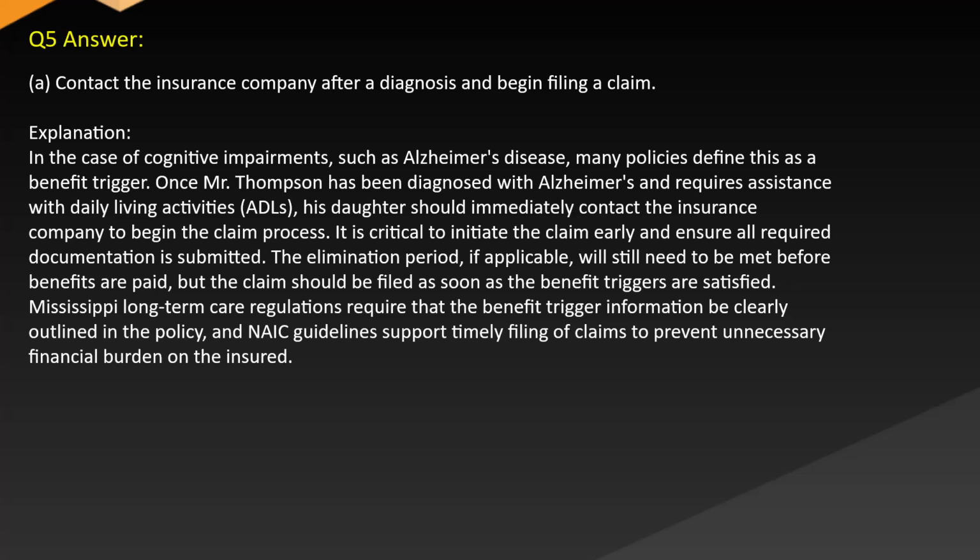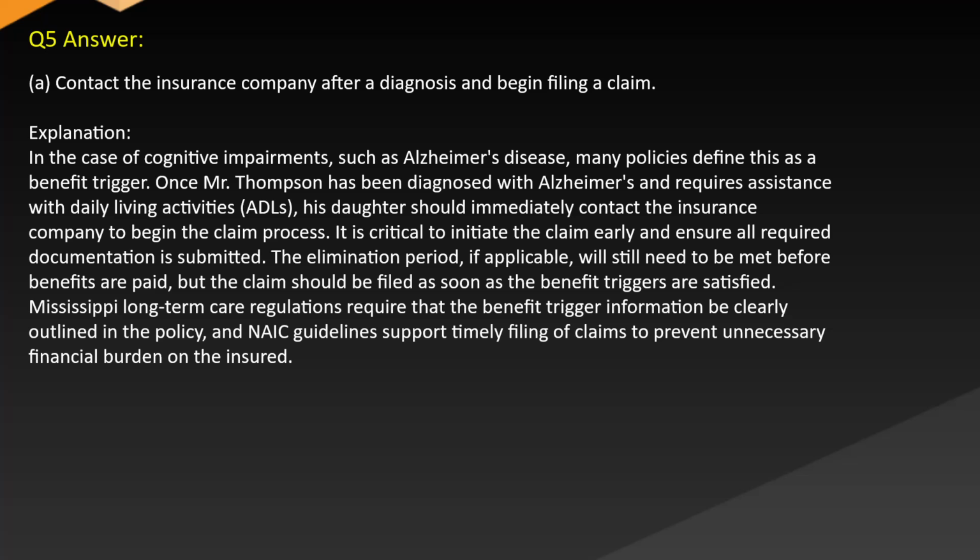Answer: A. Contact the insurance company after diagnosis and begin filing a claim. Explanation: in the case of cognitive impairments such as Alzheimer's disease, many policies define this as a benefit trigger. Once Mr. Thompson has been diagnosed with Alzheimer's and requires assistance with daily living activities, his daughter should immediately contact the insurance company to begin the claim process.